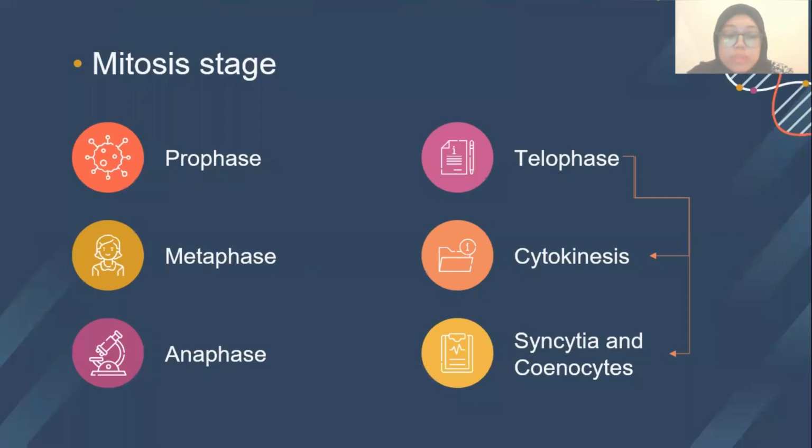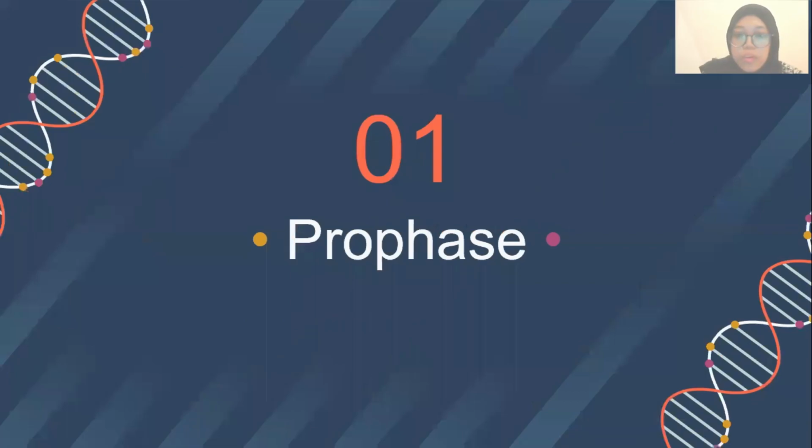Okay, next, the mitosis stages. The mitosis stages start with prophase, and then next metaphase, next anaphase, and the last telophase. And in the telophase, there are cytokinesis, syncytia and coenocytes. Okay, number one is prophase.